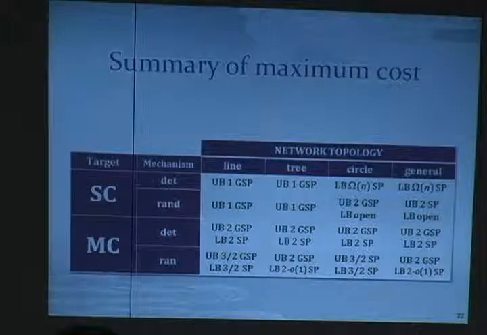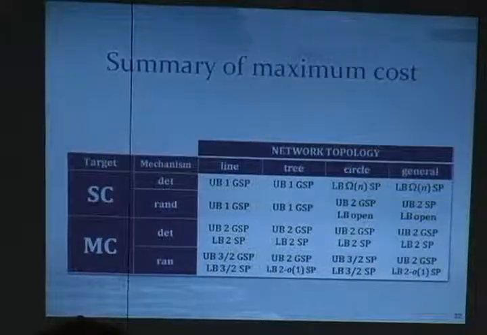For the maximum cost, the situation is reversed. Now, with randomized mechanisms, we can get a 1.5 approximation on a circle. But for trees, we can't do better than dictatorship. We can't get better than 2. So this is a pretty strange phenomenon. For one target function, circles are easier than trees. For the other, trees are easier than circles.